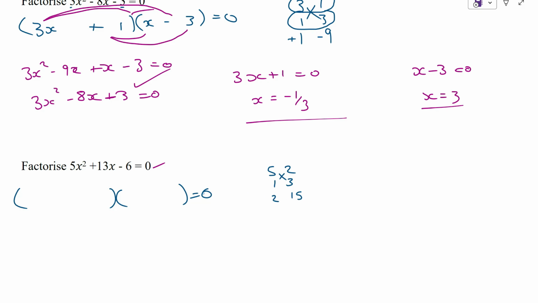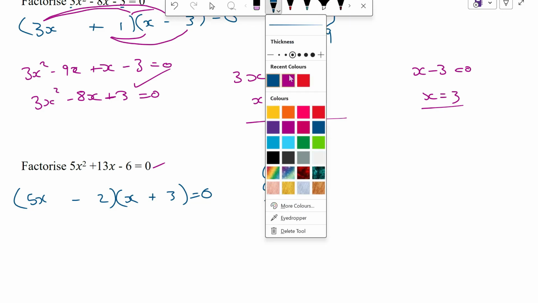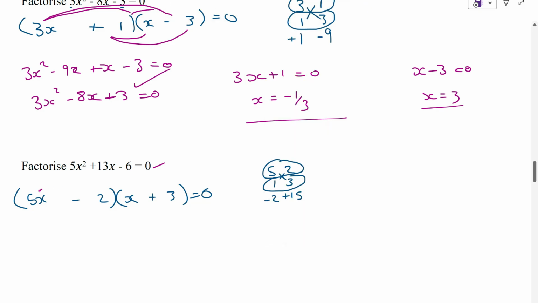So we need here to get positive 13. So we're going to do plus 15 minus 2. Okay, so that checks out. And these become our brackets now. So copying that over, 5x, 2, 1x, and 3. Now we need plus 15x minus 2x to give us plus 13x. So factorising done, quick check.